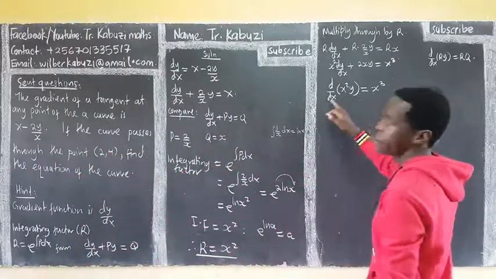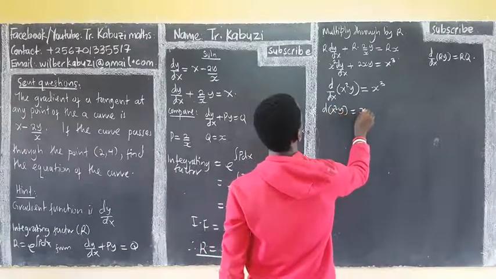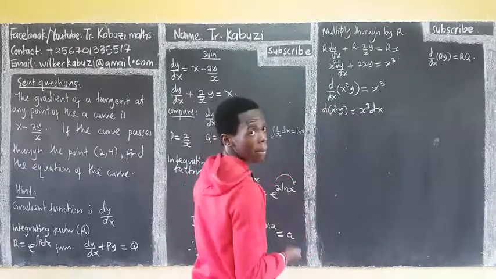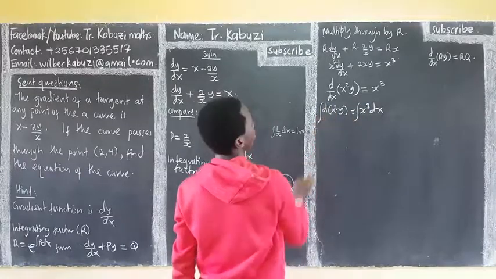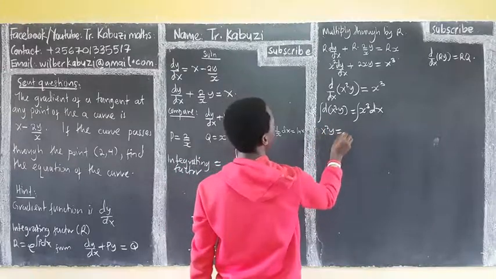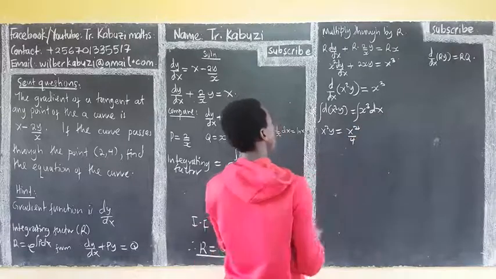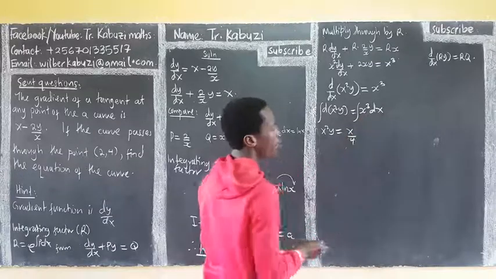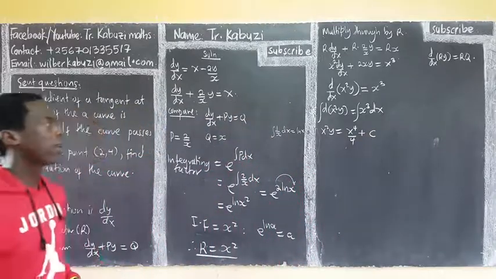Anyway, here we separate variables. So I have d of x squared y equaling x cubed dx. Then we integrate both sides. We get x squared y equaling x to the power 4 over 4. How to integrate? You increase the power by 1, divided by the new power. That's why we have that. Then plus a constant of integration.